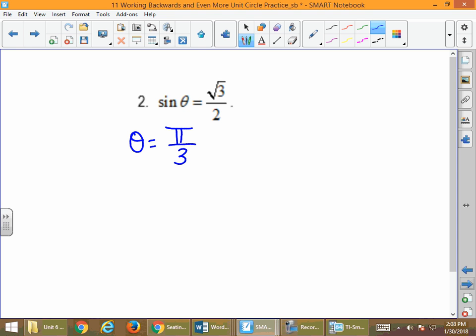But what we need to look at is all of the quadrants where sine is positive. So once again, we go back to that all students take calculus, and sine is also positive in the 2nd quadrant. So we need our pi over 3 angle in the 2nd quadrant, which is 2 pi over 3.